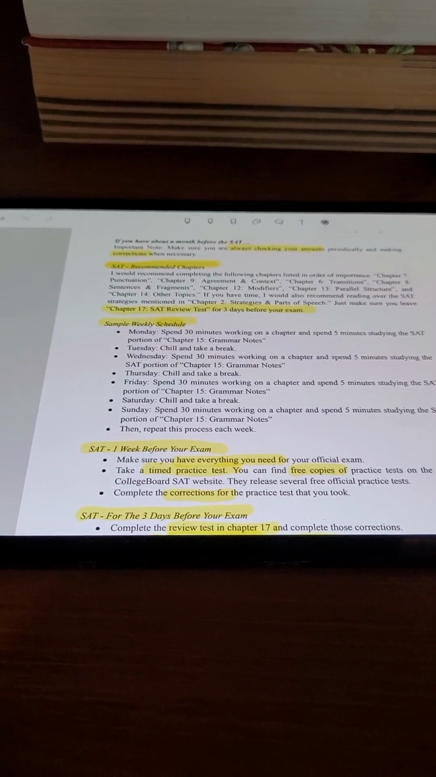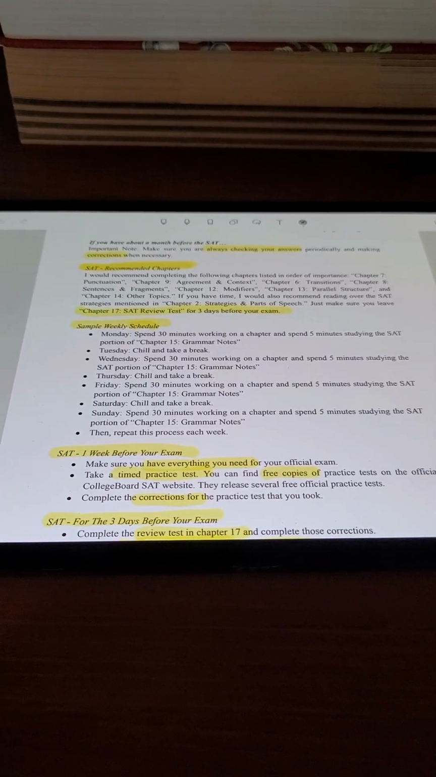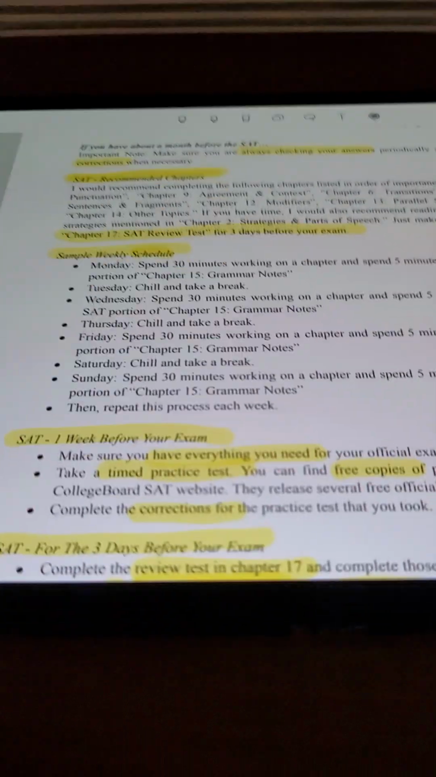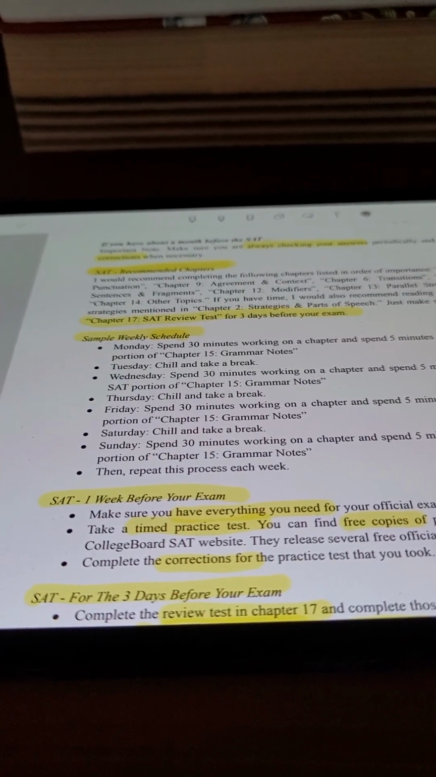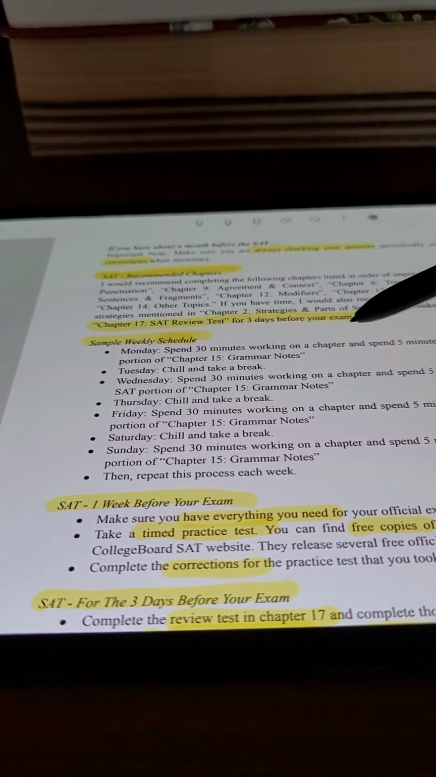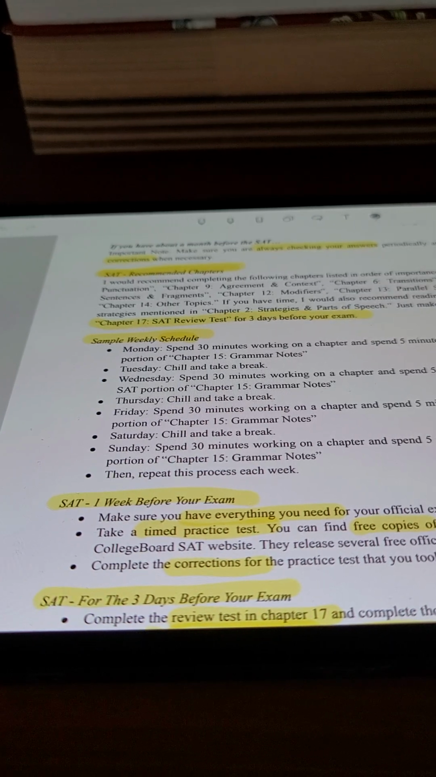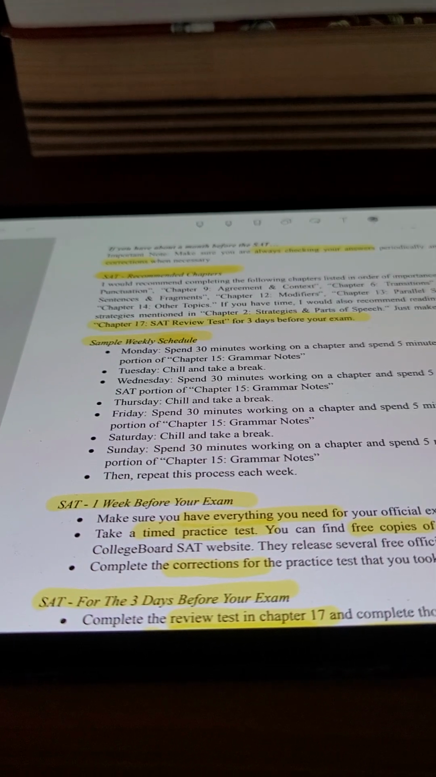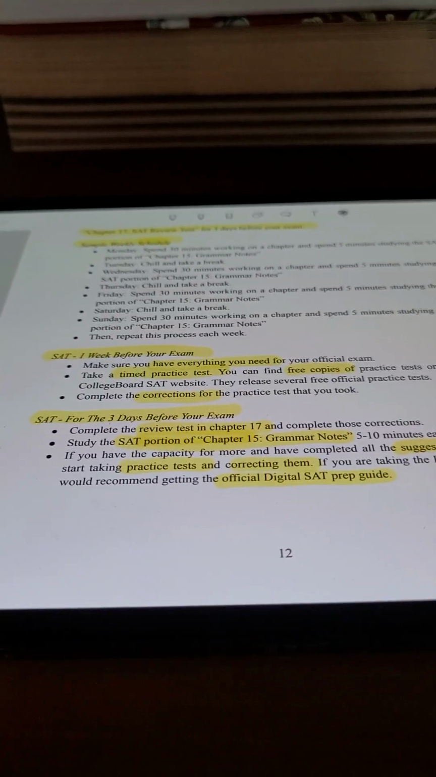It's basically just saying, spend every other day doing 30 minutes of working on a chapter, and then spend a couple minutes studying the grammar notes so you memorize the grammar rules. Now you can mix this up with the SAT math stuff. I would follow this as maybe 30 minutes of grammar, 30 minutes of reading practice, and 30 minutes of math practice, something like that, and spread out in this manner if you need to study for the other sections as well, which most people do.